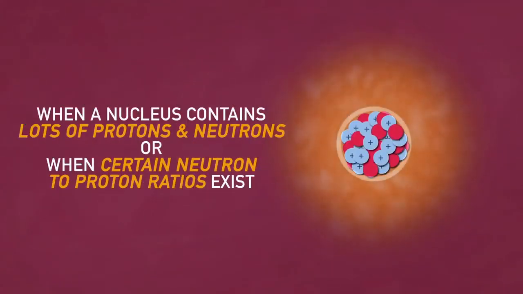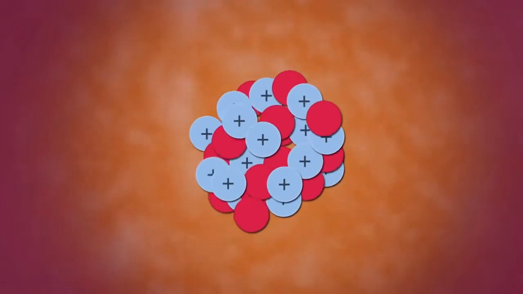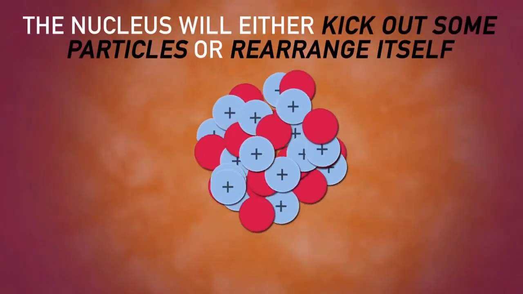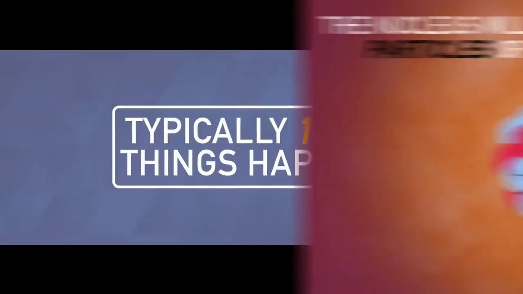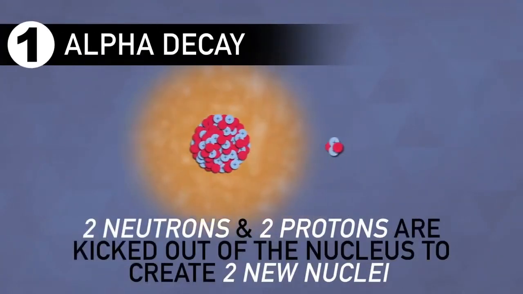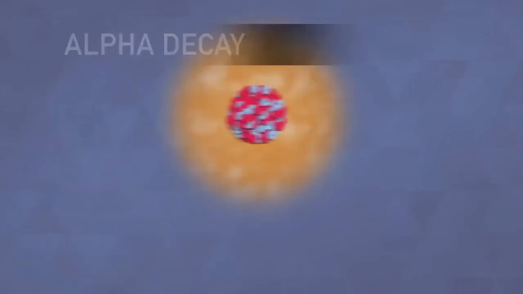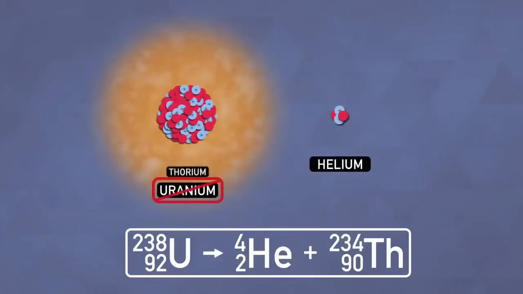When a nucleus is big and contains lots of protons and neutrons, it tends to be unstable and will kick out particles to find a better stability. Alpha decay is when 2 protons and 2 neutrons leave the nucleus, leaving a remaining smaller atom plus the helium nucleus.